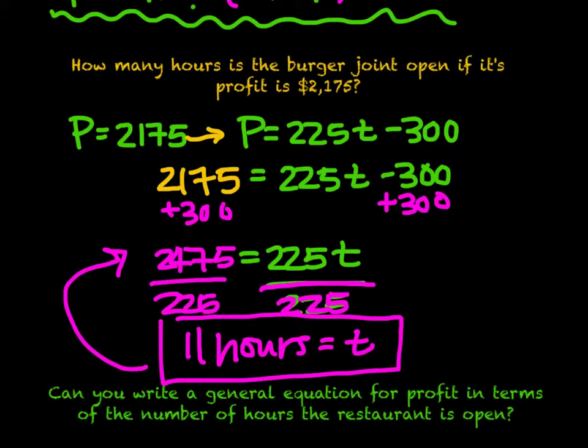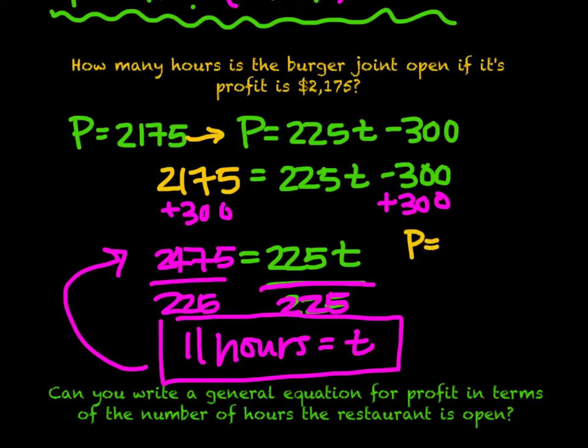Okay, so we got 11 hours, but this is the second time we've had the same equation, and we had to solve for t, or we had to solve for the number of people. And it would just be nice if there was an equation that we could write that already had that done for us. So we just had to maybe plug in the profit and be able to solve it from there. So let's do just that.